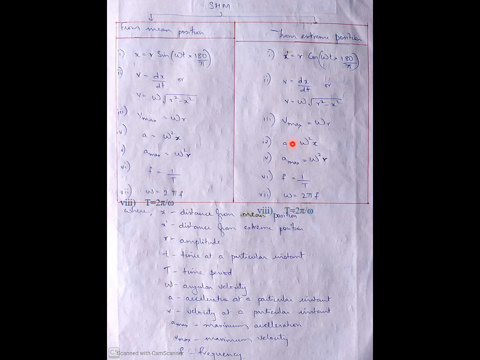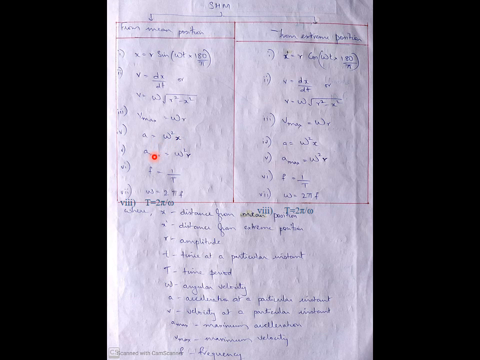So here also it is same. All the equations are same for both mean position and extreme position. Only the first equation changes. So the maximum acceleration is given by omega square into r. What does that mean? At a particular time, it is x. So it is omega square x is the acceleration.